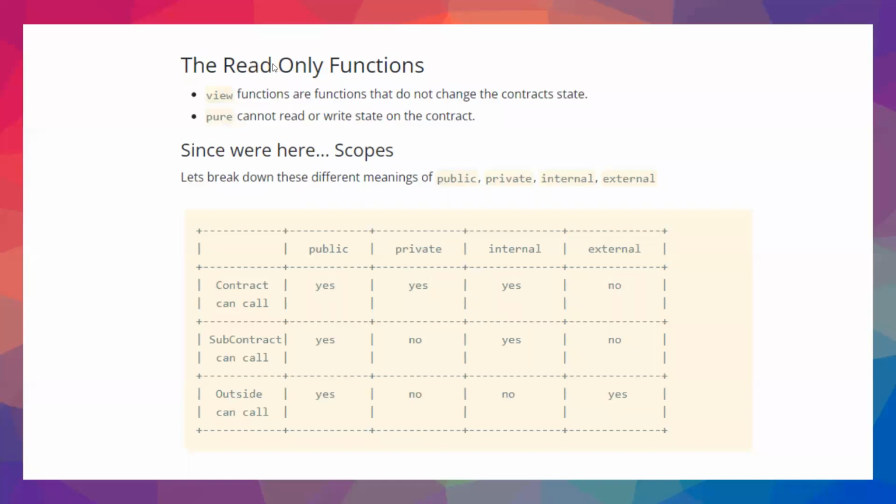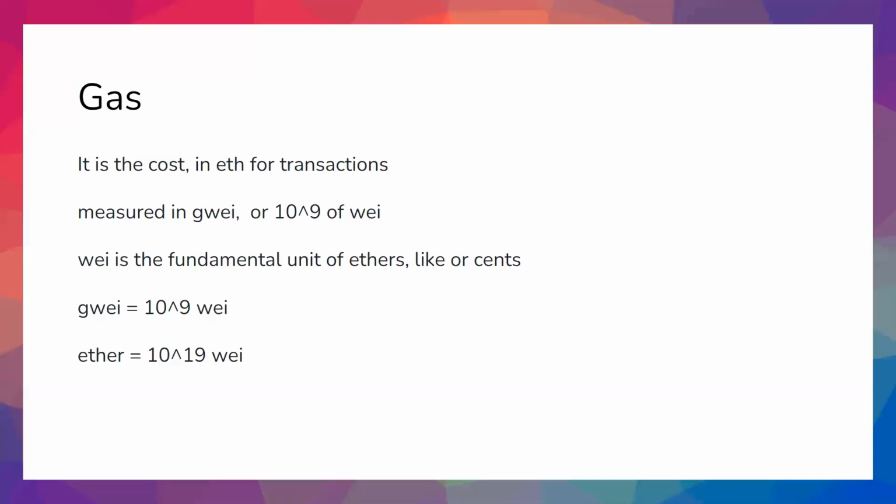So then let's actually wrap up this workshop by talking about gas itself. What gas is for every transaction that you do, you have to pay a certain fee for it. So in Ethereum, it's just called gas, and it's measured in Gwei. So it's 10 to the power of 9 of a regular wei. And wei is a fundamental unit of ether.